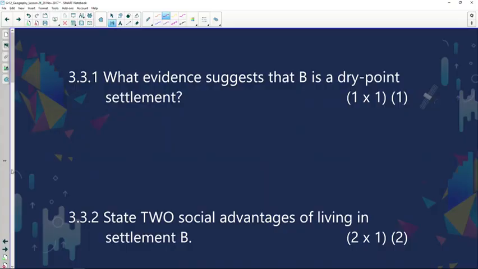So the correct answer over there: it's situated on a mountain slope. As you can see, it's quite far away from the river, on an upper slope, far from the water source.